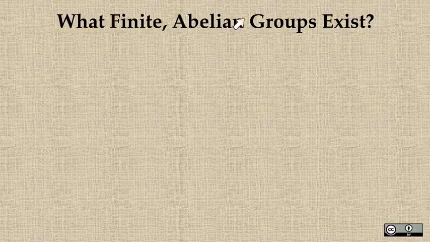The question, if we strike the word abelian from the sentence, is really a hard question. It's a question that mathematics didn't even know the answer to until I was in grad school, around 2004 or 2005: the question of what finite groups may exist in general. That question, surprisingly, has an answer, but it's a very complicated answer.